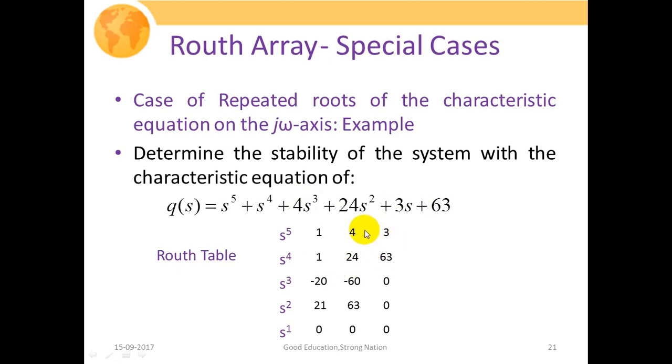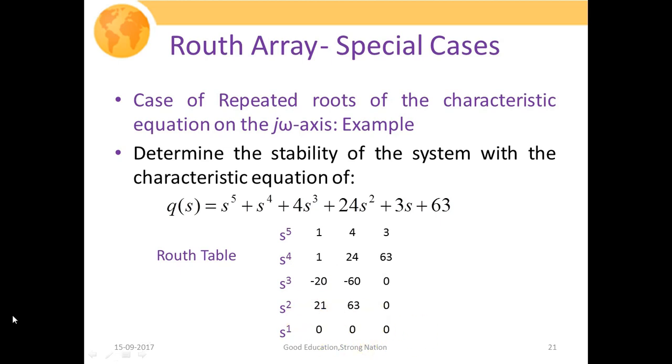So 1 times 4 minus 24 into 1 divided by 1, that turns out to be minus 20. 1 into 3 minus 63 into 1 divided by 1, that turns out to be minus 60. So again, after evaluating the Routh table, when we evaluate this row, we will be having 21 into minus 60 minus 63 into 20, again 0, 21 into 0 minus 20 into 0, again 0. This complete whole row will be a 0th row.